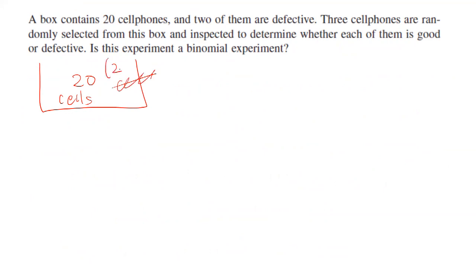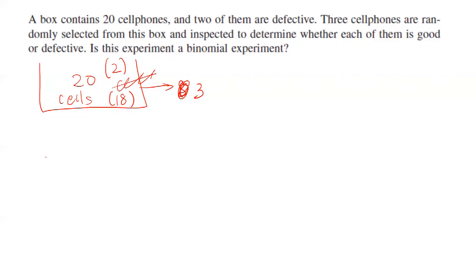Okay, of which 2 are defective. That means 18 are not defective, right? 3 cell phones are randomly selected. We choose 3 out of the 20 from this box and inspect them to determine whether each of them is good or defective. Is this experiment a binomial experiment?